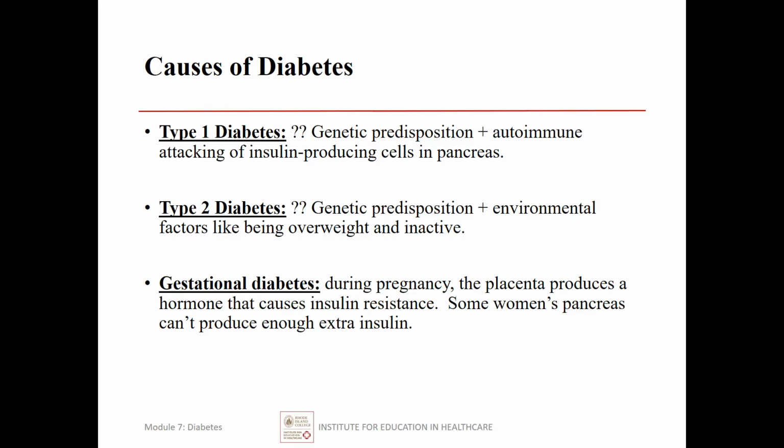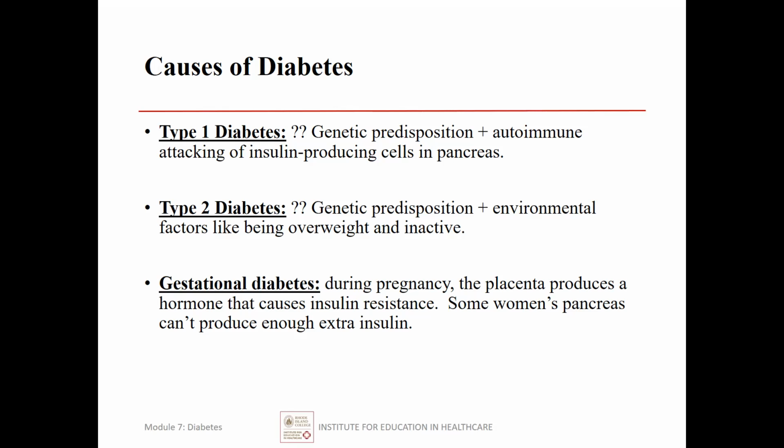Type 2 diabetes, again, we're not 100% sure of what specifically causes it, but again, there's a genetic predisposition, so it tends to run in families. And we know that in this case, environmental factors play a significant role, such as being overweight or being inactive or both.